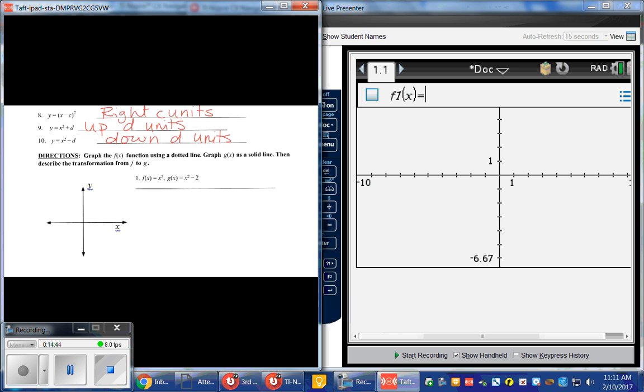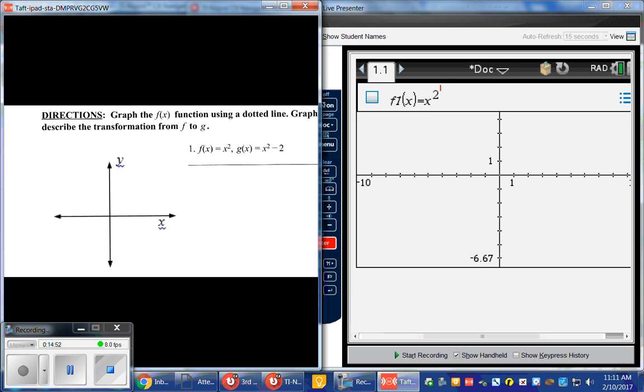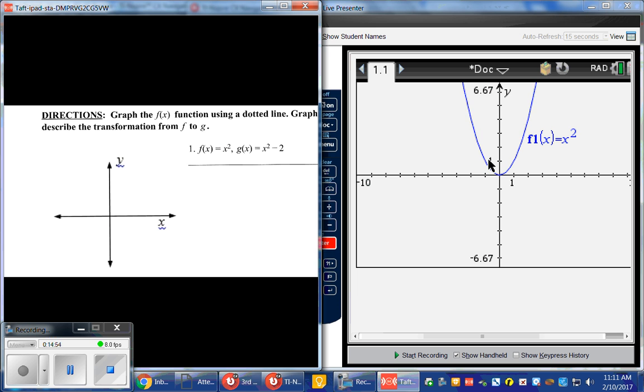You ready? So number 1, we've got f of x is equal to x squared, so let's graph x squared first. All right, enter. Beautiful, so let's go ahead and graph that. So that's an average parabola right there in the middle, right? So let's sketch that graph real quick. So the first one's going to be a dotted line.